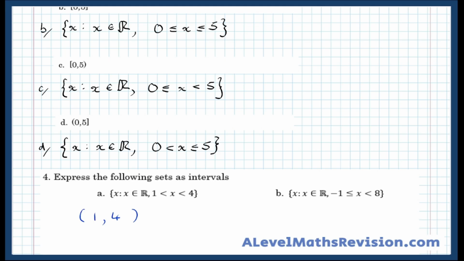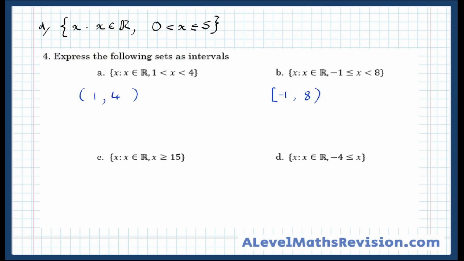Nice and straightforward. Part B. Might want to pause it, have a go. Otherwise, I'll crack on with it. So we can see the left-hand side, this one here, is a non-strict inequality. So it's a square bracket. And the right-hand side is strict. So it's a curvy bracket. So [-1, 8), like that.